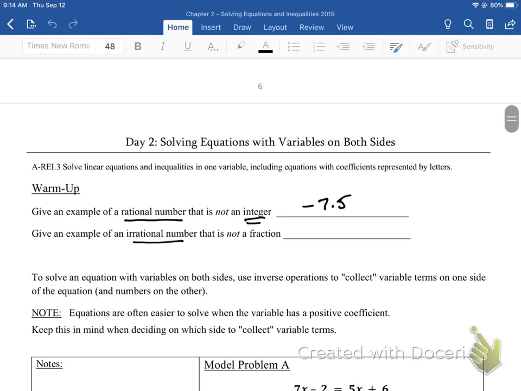Give an example of a rational number that's not a fraction. Well, no rational numbers can be written as a fraction if the top and bottom are integers. So you can just take a number like a square root that's not a perfect square. Perfect squares would just be integers. Or something like pi, that'll work.